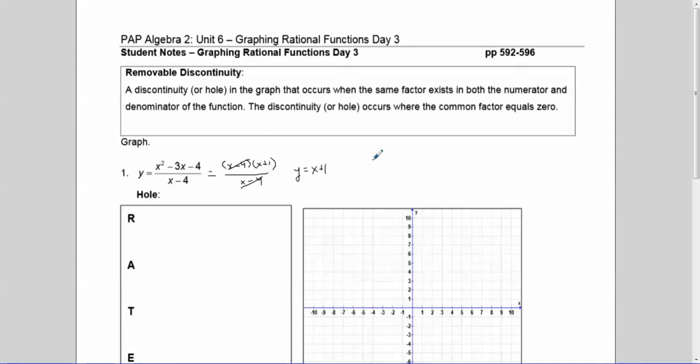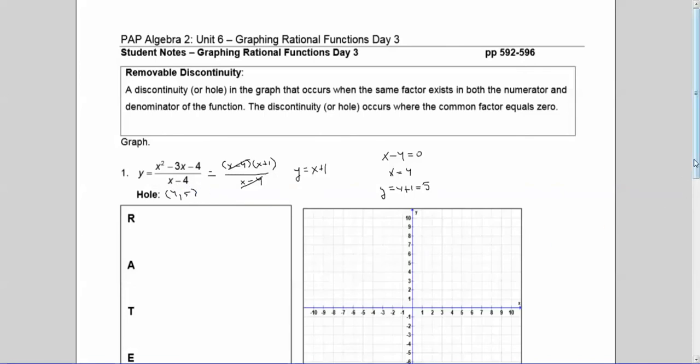So our hole exists when the function is undefined. So where x minus 4 equals 0. So our hole is at x equals 4. And the hole occurs at a particular point on the graph. So we need to figure out what the value of y is when x equals 4. And we'll use our simplified function to do this. So when x equals 4, y equals 4 plus 1, which means y equals 5. So our hole is at 4, 5.